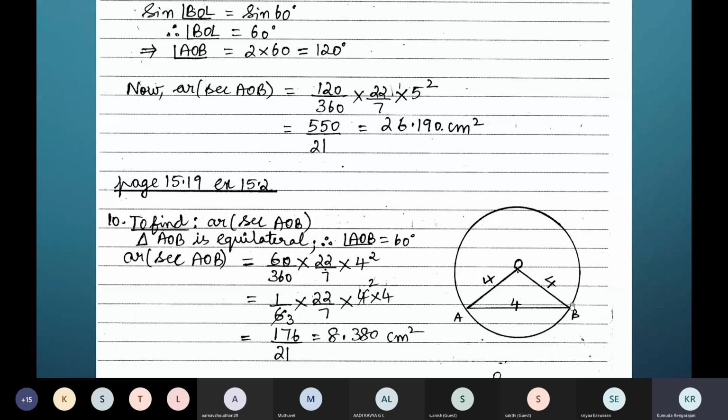Length of the chord AB is 4 centimeters, radius 4 centimeters, which makes AOB an equilateral triangle, in which case angle AOB is 60 degrees. So to find the area of the sector, 60 by 360 into pi r square.